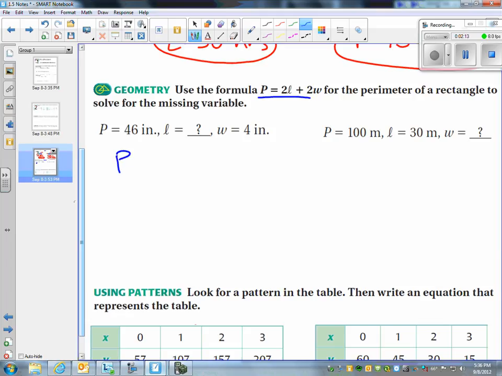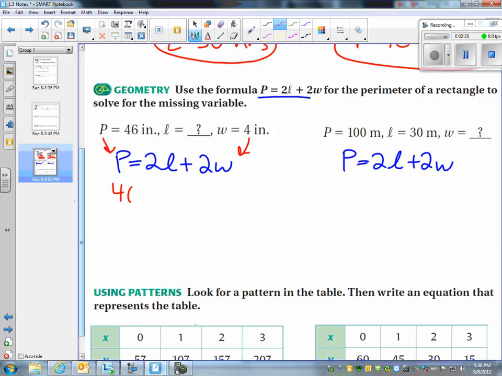So P equals 2L plus 2W. That's going to be our equation for both of these. So now we just fill in our numbers, and then we solve for the missing one. 46 is our P. We don't know L, so we leave that. W is 4.